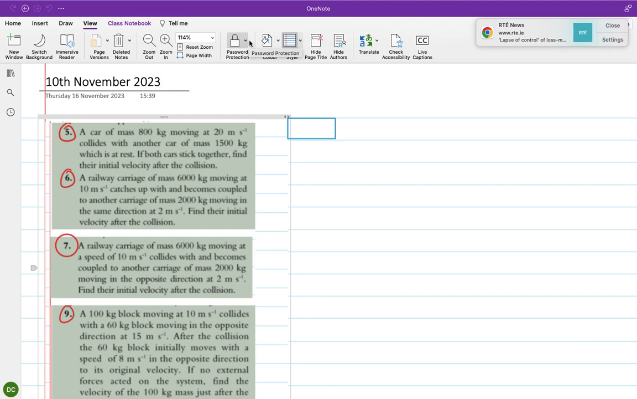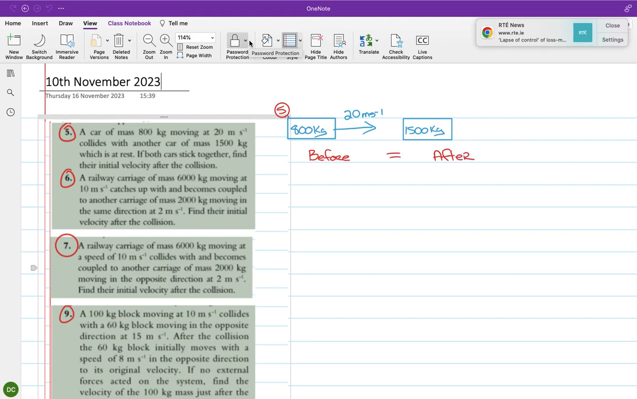So the first one is 800 kilograms and it's moving at 20 meters per second. The second one is 1,500 kilograms and it's not moving. Okay. So we have before and we have after. And before is equal to after.